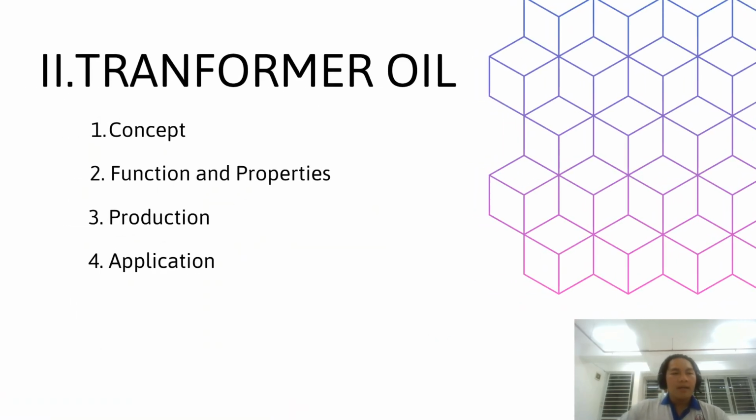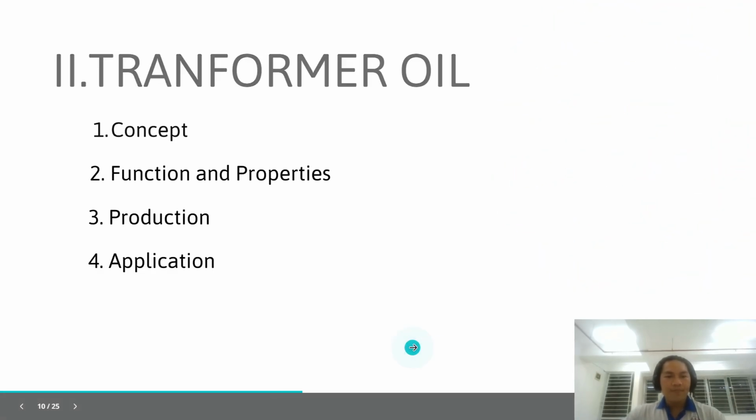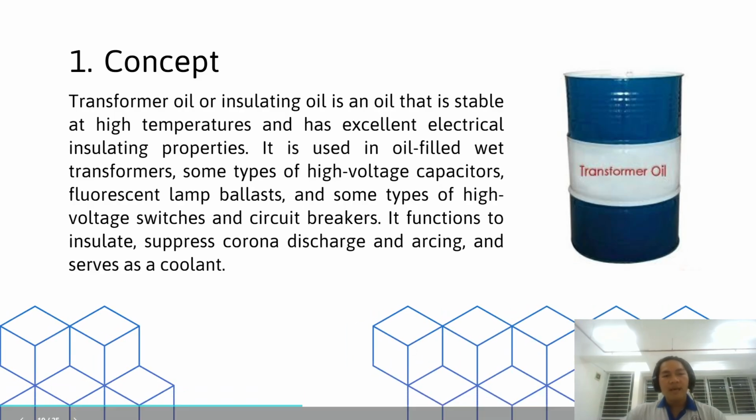So let's come to part 2. The concept. Transformer oil, or insulating oil, is an oil that is stable at high temperature and has excellent electrical insulating properties. It is used in oil-filled transformers, some types of high voltage capacitors, fluorescent lamp ballasts, and some types of high voltage switches and circuit breakers. Its function is to insulate, suppress corona discharge and arcing, and serve as a coolant.